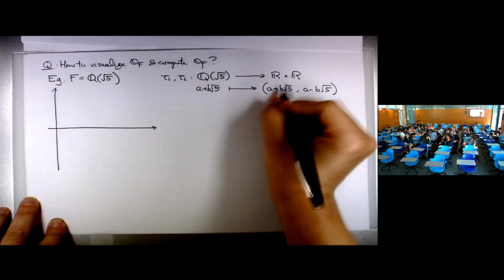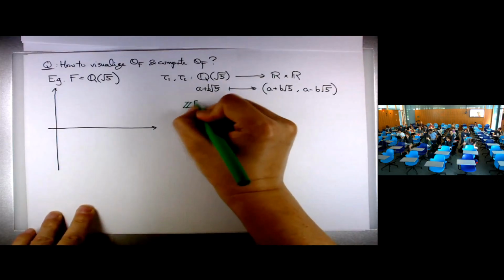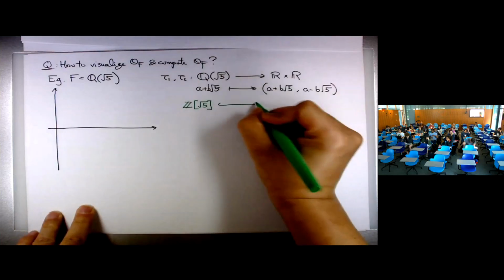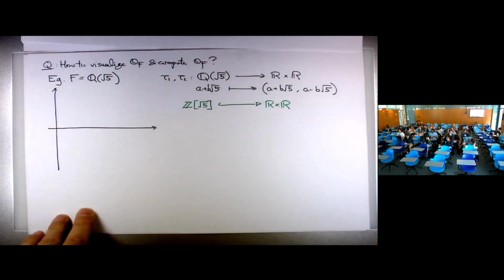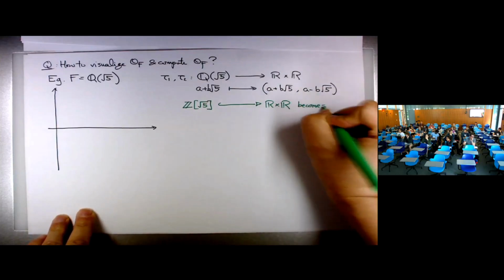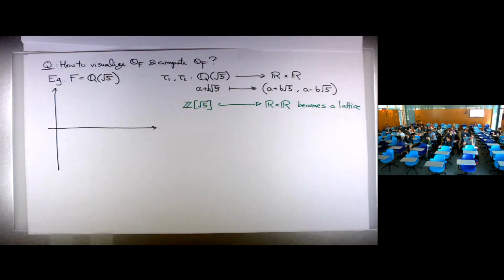So we'll have two coordinates, right? So let's see where, if I take Z adjoin root of 5, using the same embedding into R cross R, I want to say this becomes a lattice. Let's see what I mean by this.